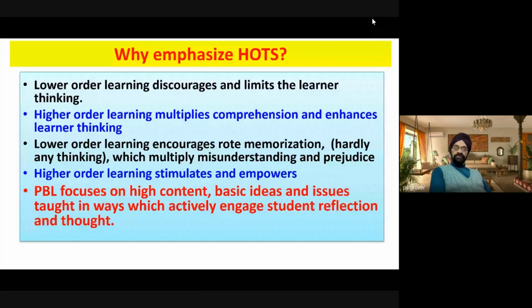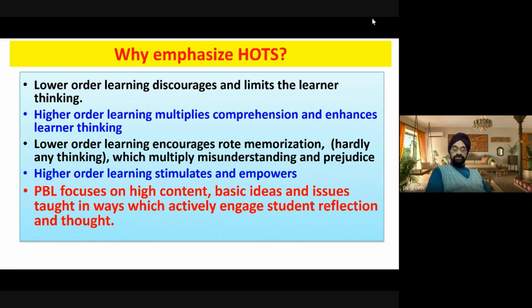Why should I emphasize these things? Because if I have to create knowledge workers, then I must teach my students to create knowledge. Lower order learning discourages learner thinking. I want to enhance the thinking.